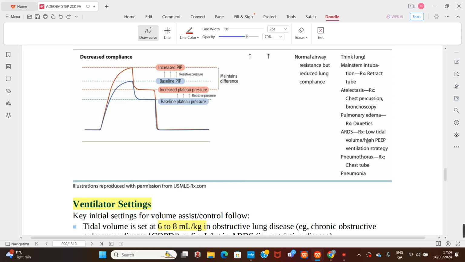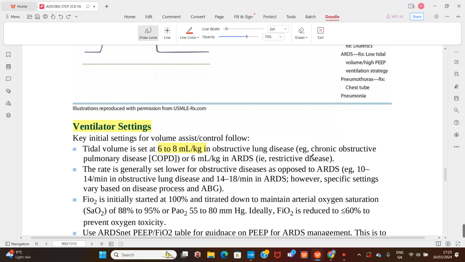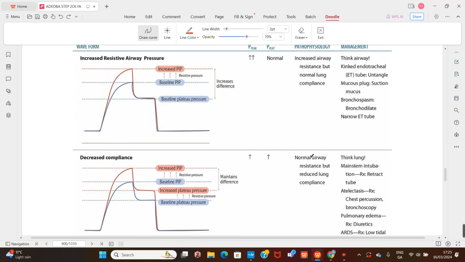ARDS, you are going to minimize the tidal volume and place the patient on high PEEP so that you can open up those airways, a ventilation strategy. Please don't let us forget permissive hypercapnia, the ventilation strategy. Then pneumothorax, you do your needle decompression immediately. Pneumonia, you give your antibiotics, and you're going to wait for a resolution of the inflammatory process, because it should not go more than a week or two. It's going to resolve. So that's that about the pathology.